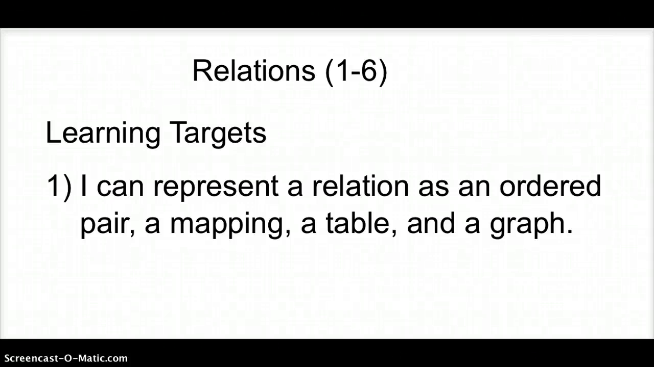Good day, everyone. Today we're looking at relations from section 1-6.